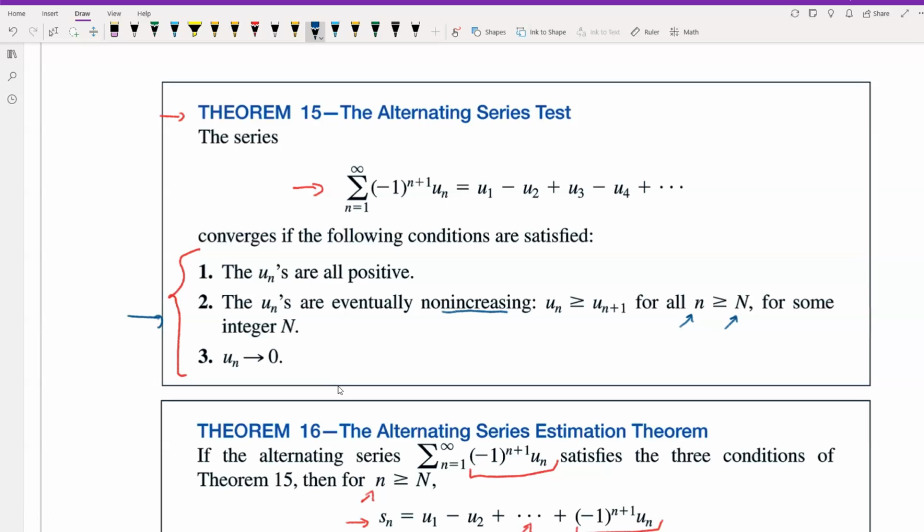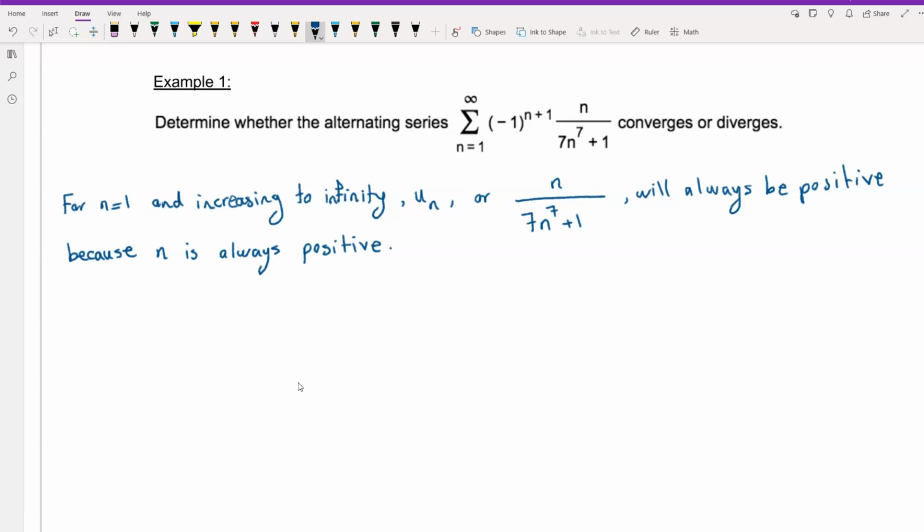The u_n are all positive, the u_n are eventually non-increasing, and u_n approaches 0. For the first condition, we are starting from n equal to 1 and increasing to infinity. What we have for u sub n in this case is n over 7n^7 + 1. This part is always positive because n is always positive, with n from 1 to infinity. So u sub n is positive.